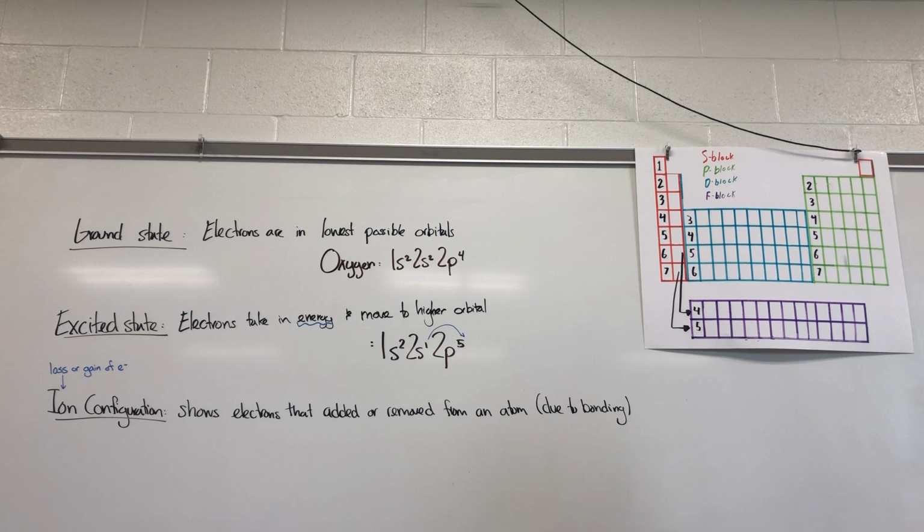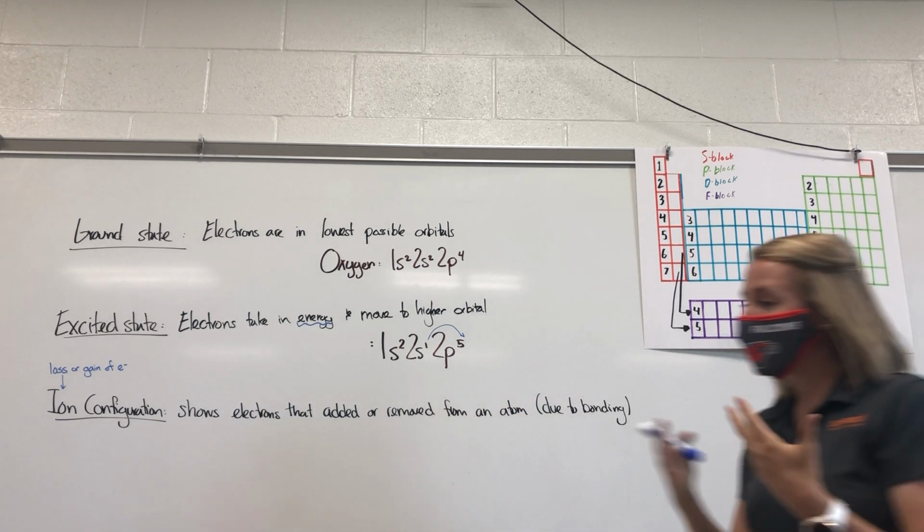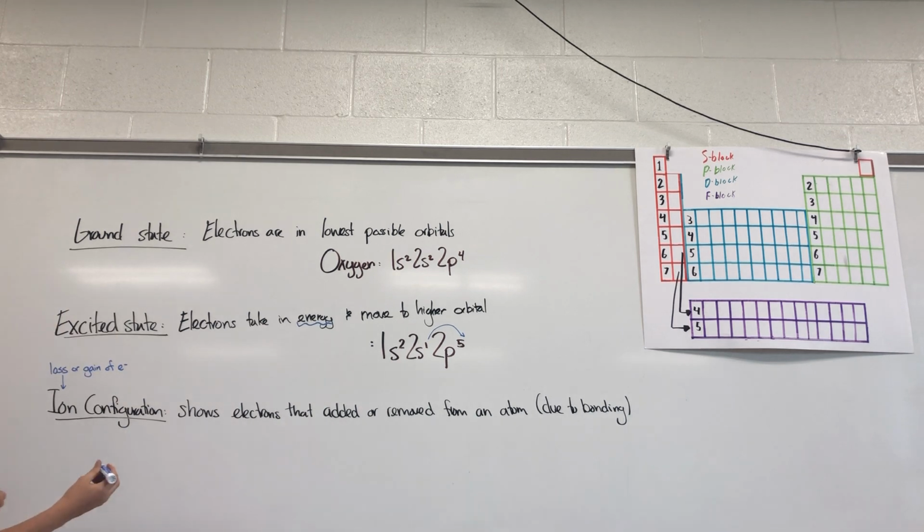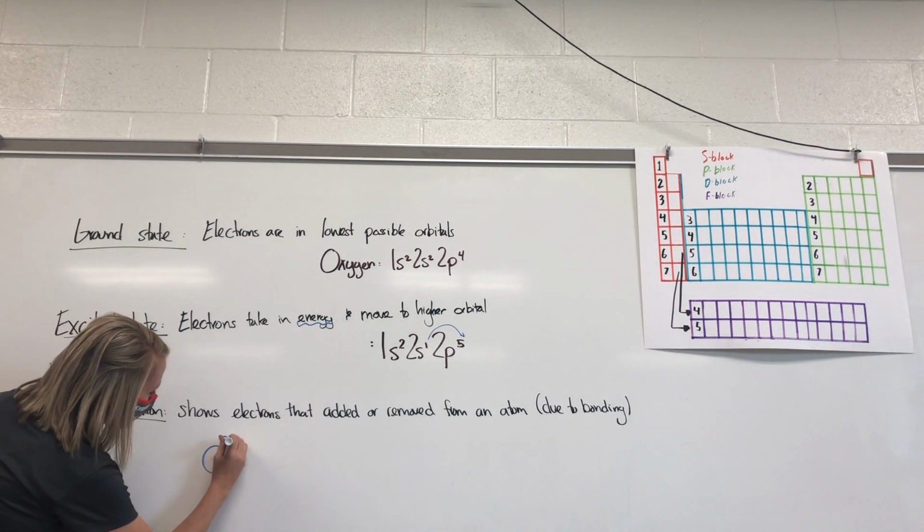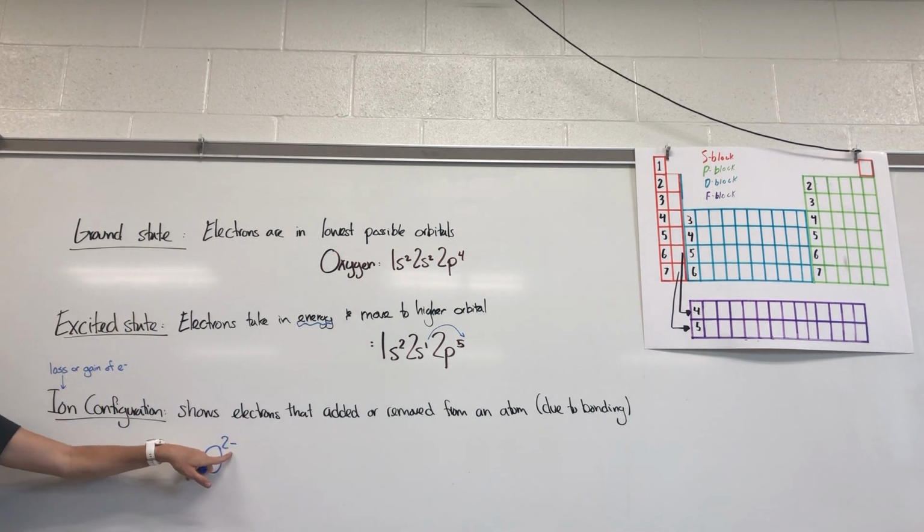Now, ions are always charged because what's the charge of an electron? Negative. So if you lose negatives or you gain negatives, it's going to change your charge. So how many electrons does oxygen normally have? 8, right? It normally has 8, and it also has 8 protons, which makes it neutral. But if it changes and gains 2 more, we would write it as O2 minus.